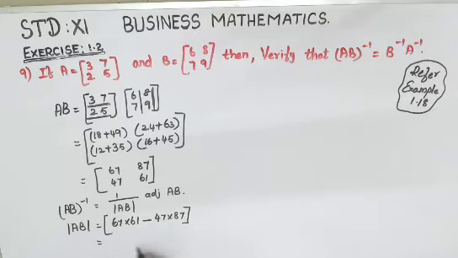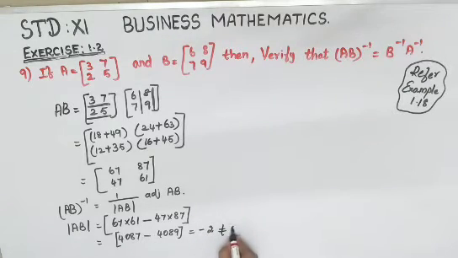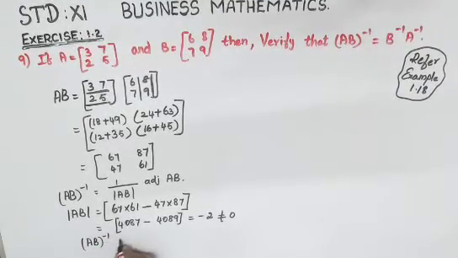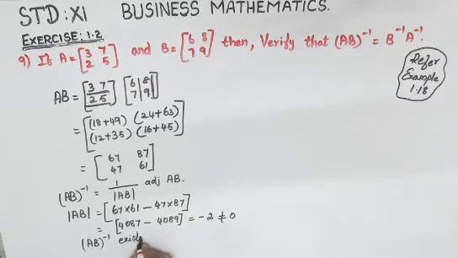That is equal to, if you multiply, 67 into 61 is 4087, minus 47 into 87 is 4089. Now go for your subtraction. 40 is the same, so 87 minus 89 is minus 2. So the determinant is not equal to 0. So AB inverse exists, you can write it.